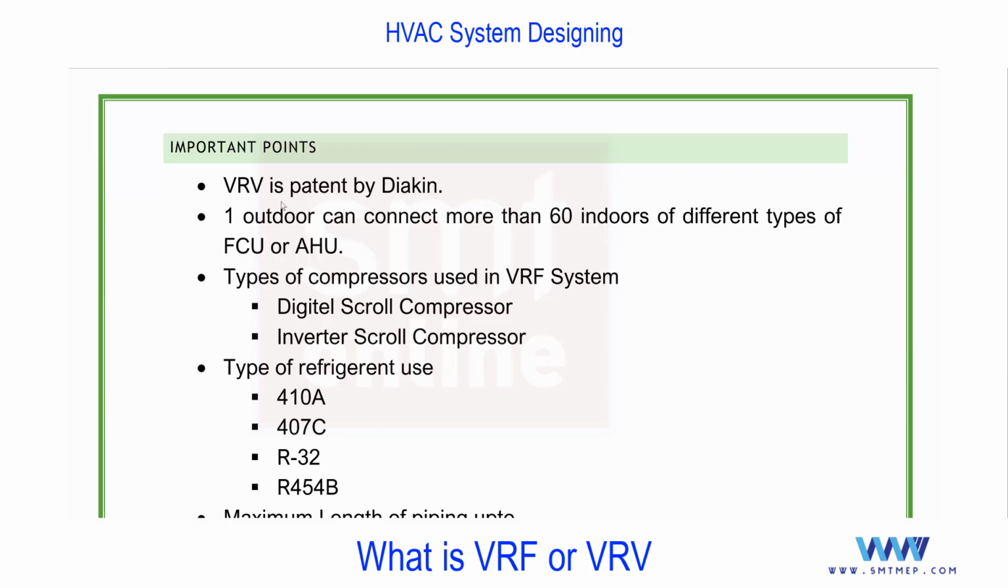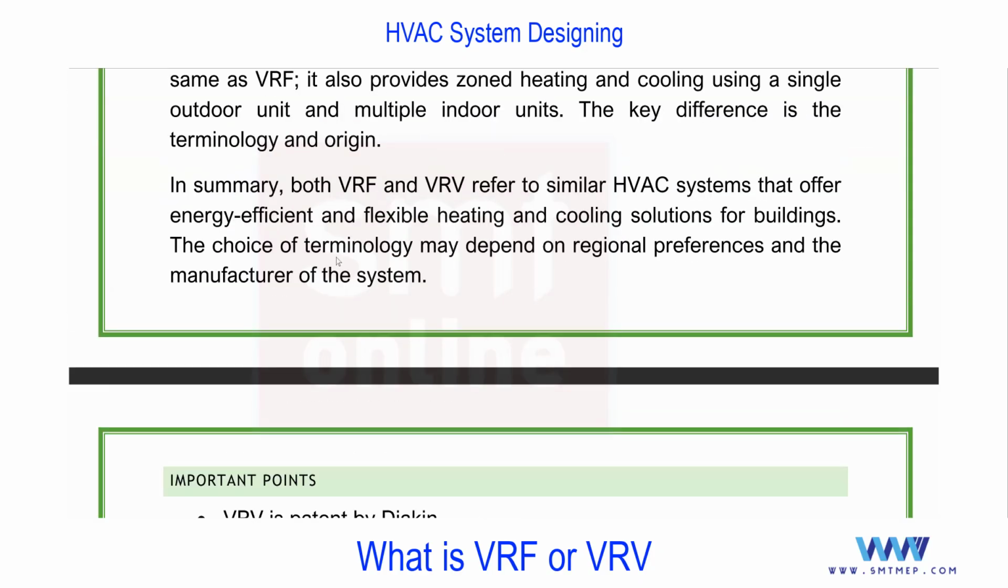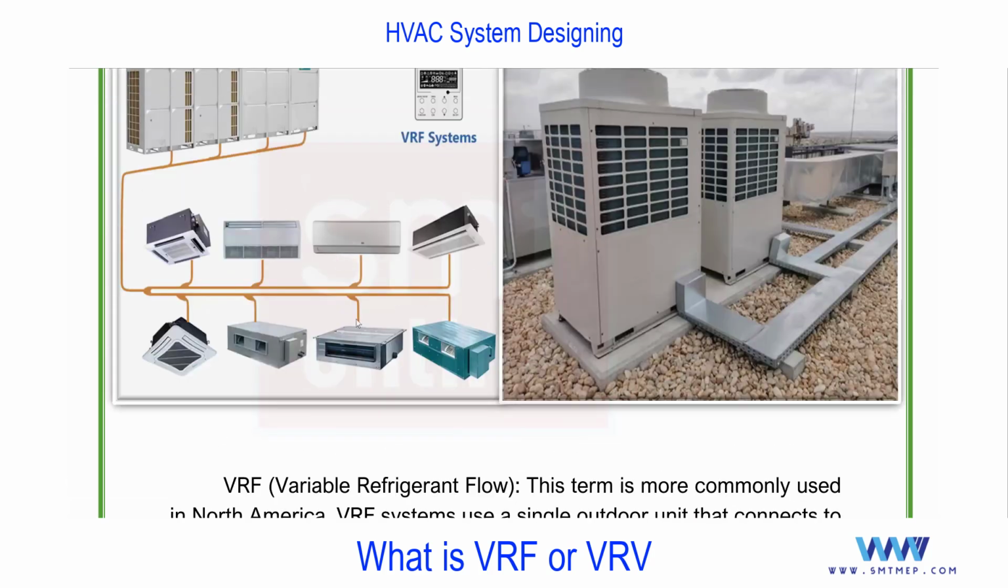As I explained just now, VRV is patented by Daikin. So other manufacturers can use the term VRF. Technology point of view, both are the same. And you see, one outdoor can connect to more than 60 indoors of different types of FCU or AHU. FCU can be a concealed FCU, a decorative FCU, or it can be a floor mounted AHU, or a ceiling suspended AHU. Don't worry, at this level we have not discussed FCU and AHU in detail. We have a separate topic. But you see on screen, these on the right three are all AHU, and above all, including this cassette, is FCU. These are the different types of indoor unit.